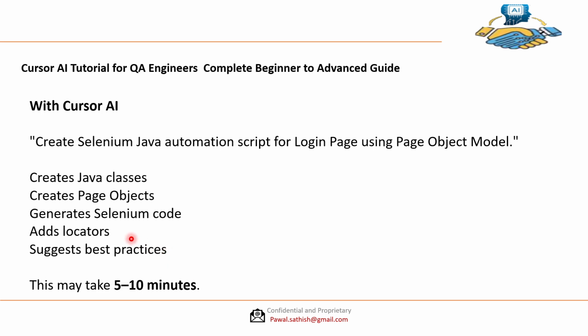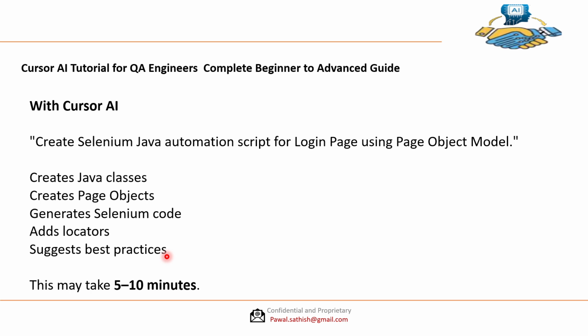But if we are using Cursor AI, we simply prompt: create a Selenium Java automation script for login page using page object model. Automatically Cursor AI will create a Java class, create a page object, generate the Selenium code, and add the locators. On top of that, it will also suggest best practices.